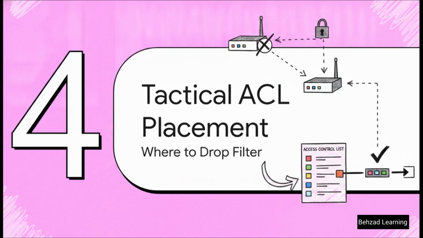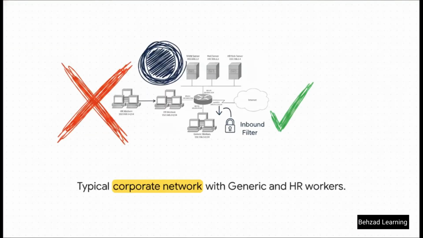Exactly where to drop the filter. Location is quite literally everything. An amazingly crafted ACL placed on the wrong interface or applied in the wrong direction does absolutely nothing for us. Let's play out a scenario on a typical corporate network topology.